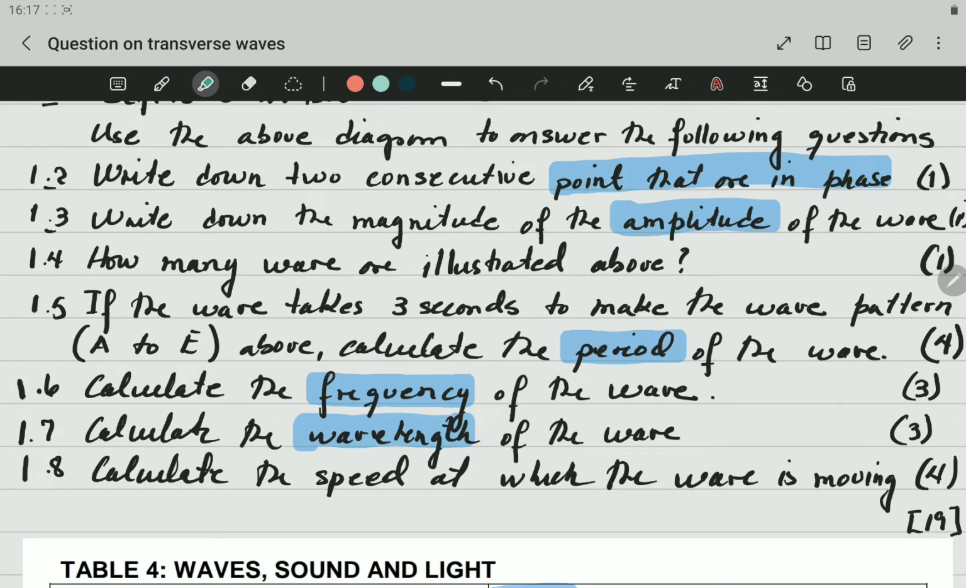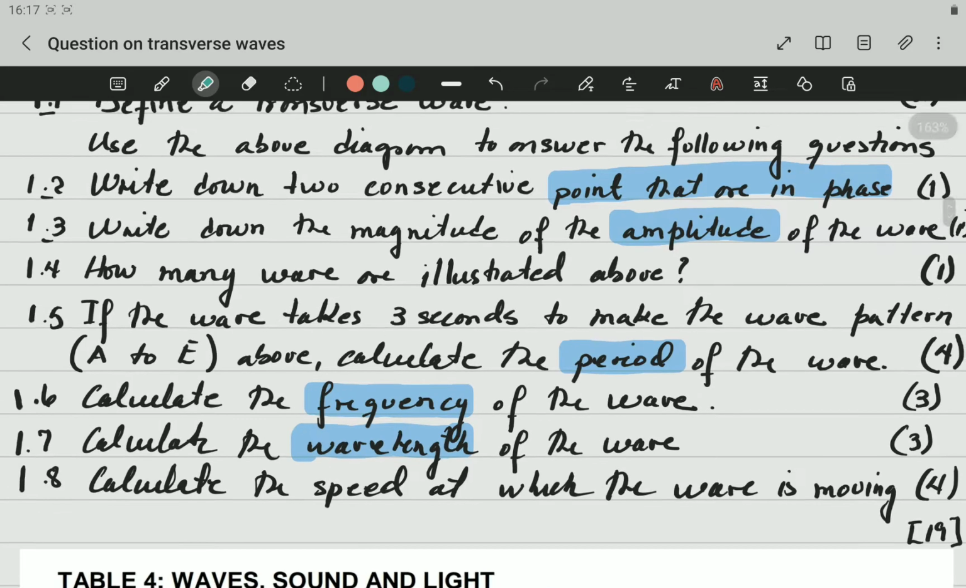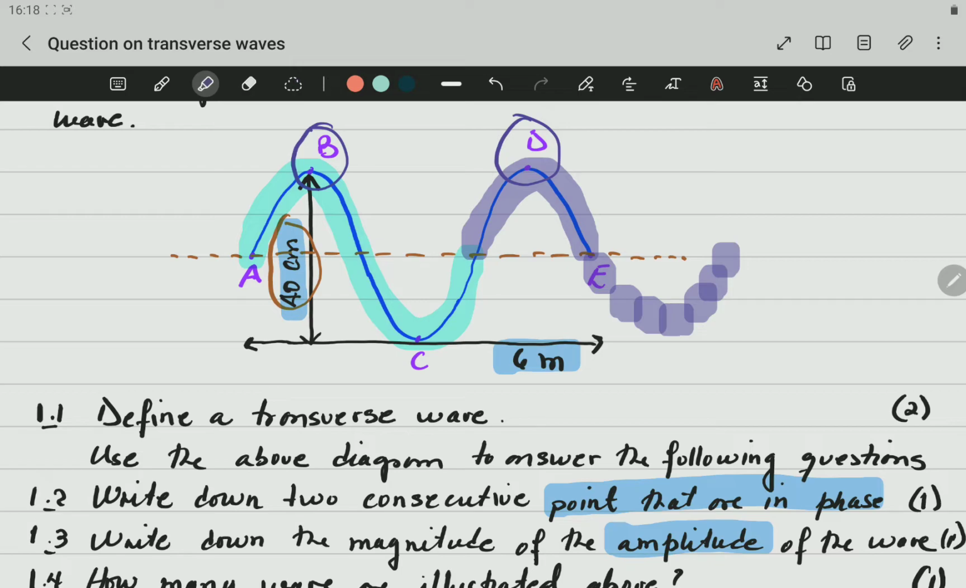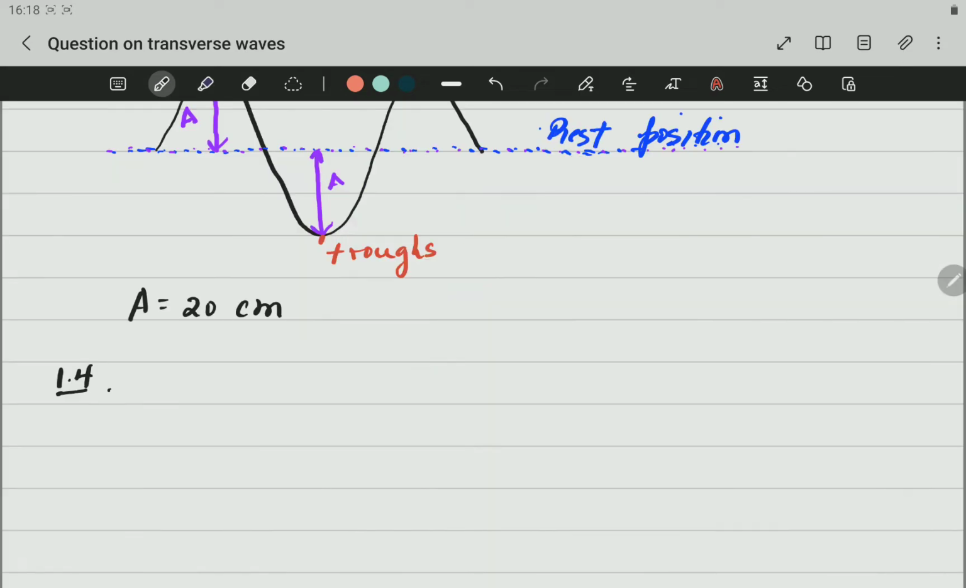Now, question 1.4 asks how many waves are illustrated above. So let's go back here and see how many waves are illustrated. From the starting point, which is here, we have one wave which goes all this way up until there. That is one wave. Okay, and then from here we have the second wave, but it's not complete. If that wave was complete, we would have to go all the way down and up again up until there. So the wave is not complete, and therefore the number of waves illustrated there is only 1.5. So the answer to 1.4 will be 1.5 waves.